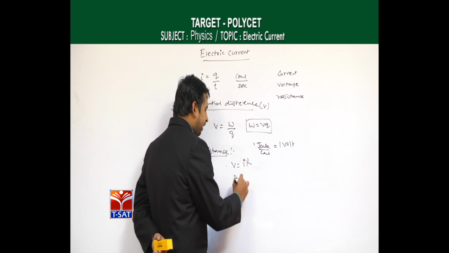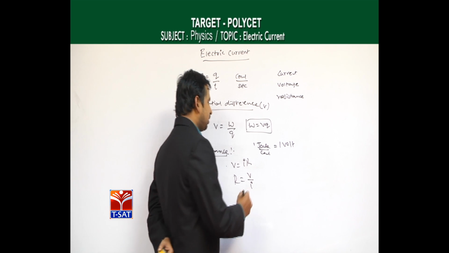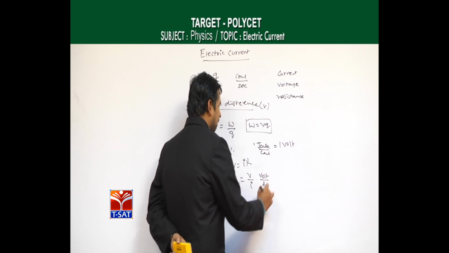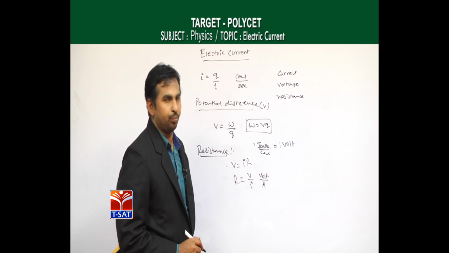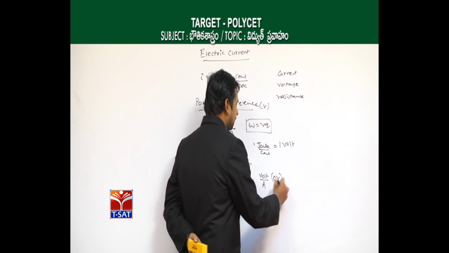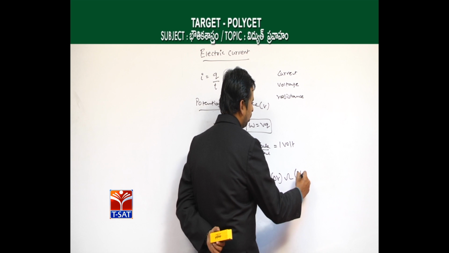From this we can write R is equal to V by I, where V is voltage and I is current in ampere, that is volt per ampere. This you call resistance. That resistance we represent with ohm. It is also called ohm.